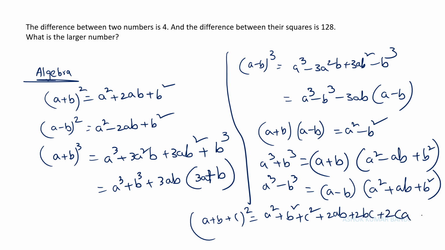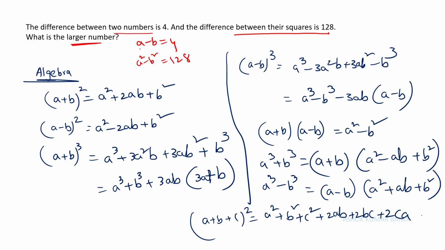Try to learn all those formulas so you can solve these kinds of problems. So let's solve it. See, the difference between two numbers is 4. Let us take the two numbers as a and b, so a minus b is 4, and the difference between their squares is 128. That is a square minus b square equal to 128.